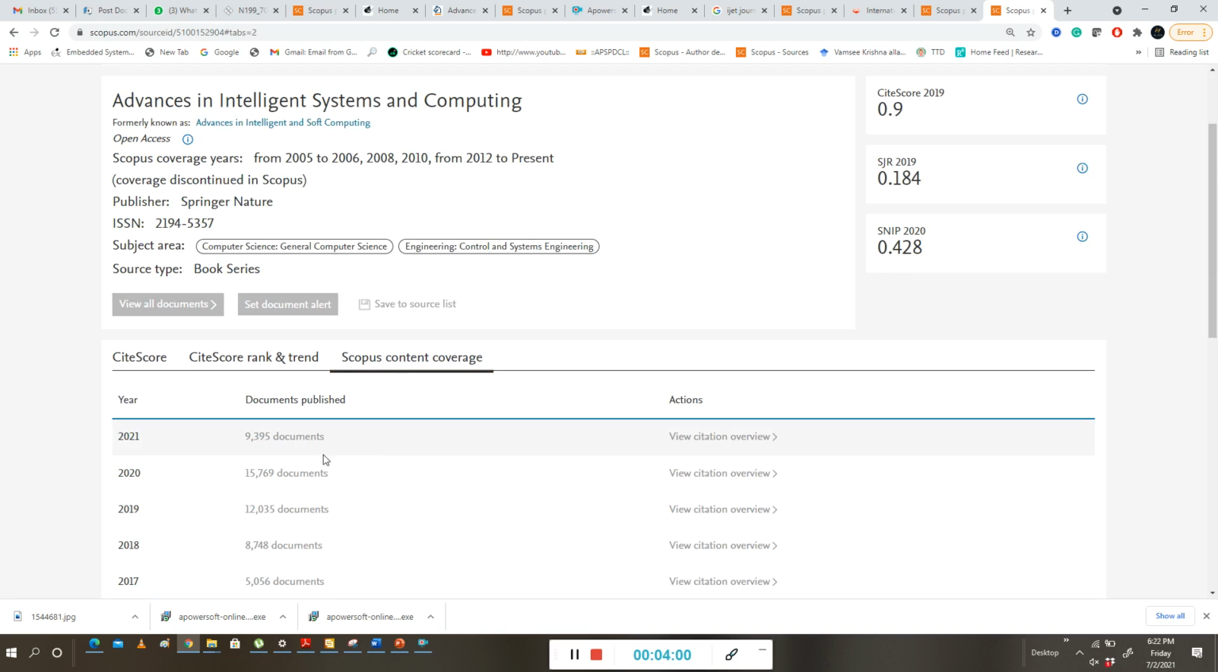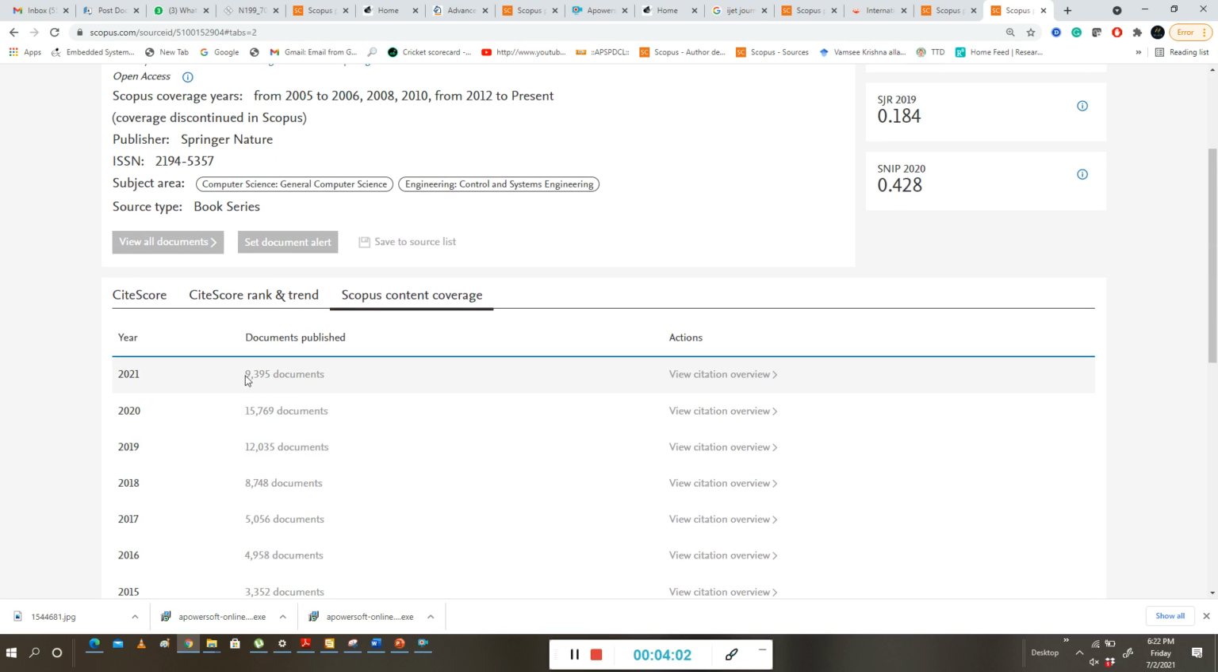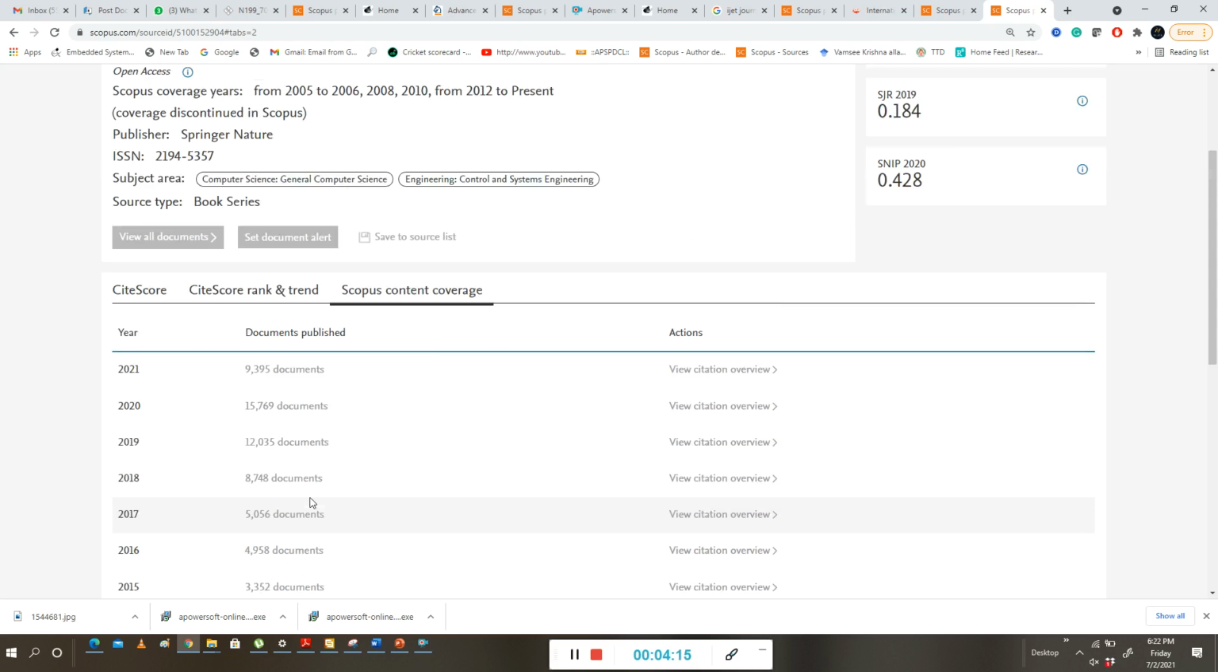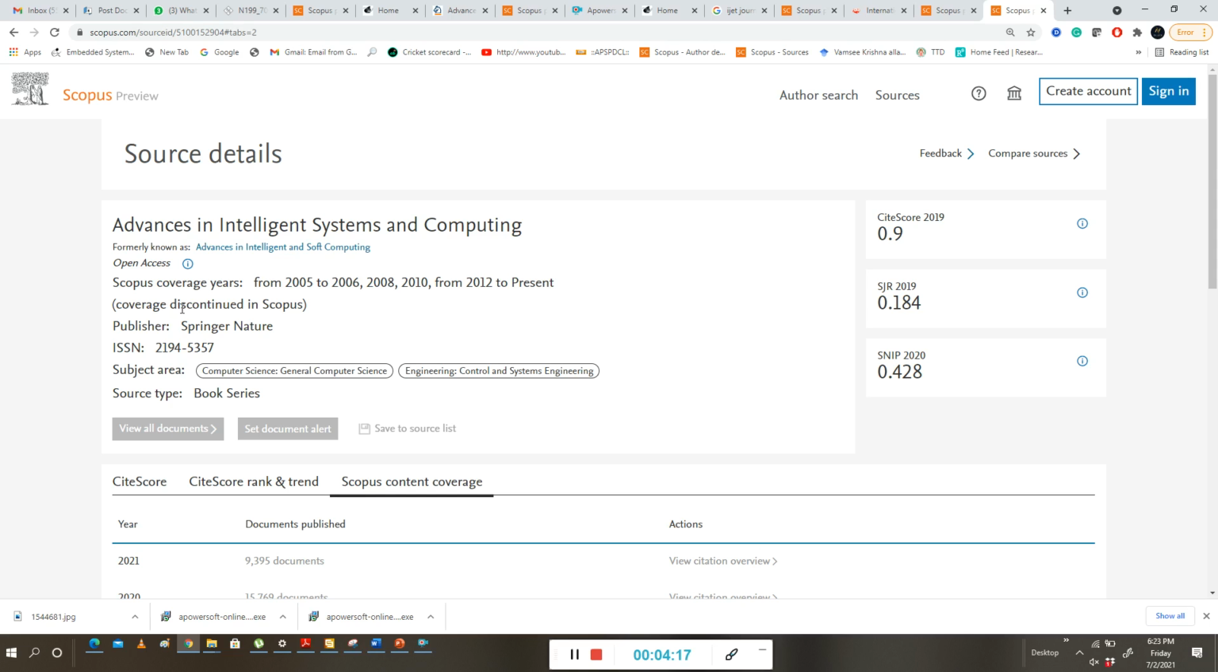If you see the coverage, see how many papers are published. 9,395 documents were published in 2020. See, 15,769 documents. That means per month, how many, you can observe. So this means this journal is not indexed in Scopus. Why? Because coverage is discontinued in Scopus, right? Please try to understand.